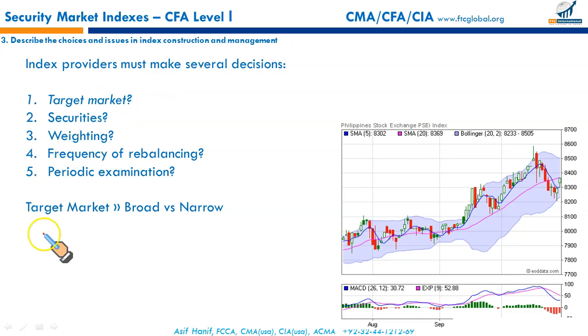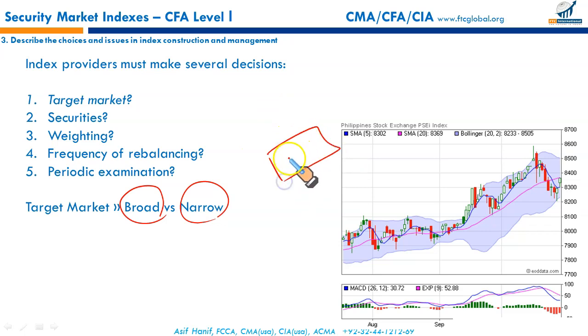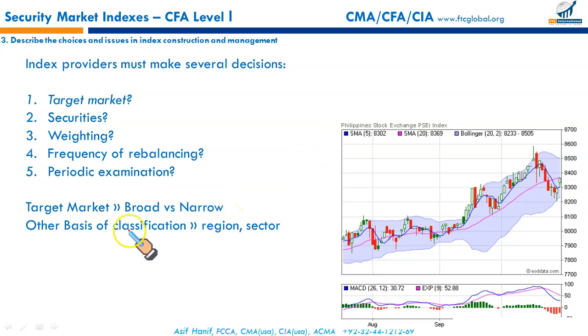Now, my target market could be a very broad one, probably all the stocks in the United States, or it could be a very narrow market, just like this. The index was just tracking the performance of the health sector in my country. So it could be a very broad market, it could be a narrow market, a segment of the market. What would be the basis of classification? Will it be a regional index for a particular region? Or will it be a particular sector, just like the example I gave you, where I want to track the performance of the health sector. So these are the issues that the index providers must address.